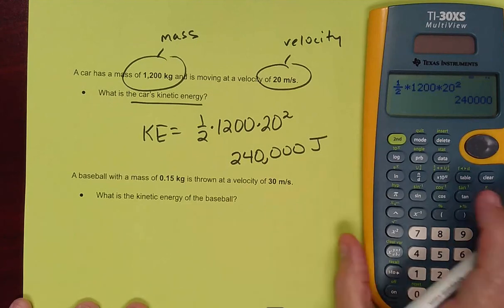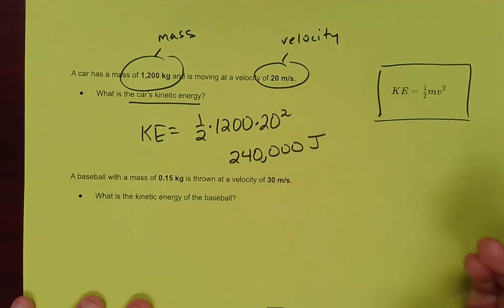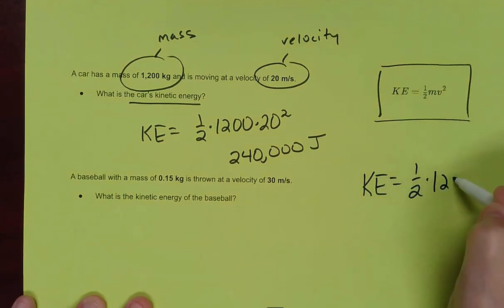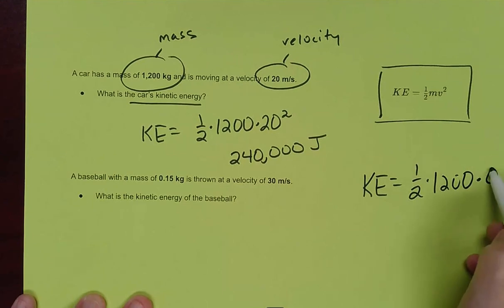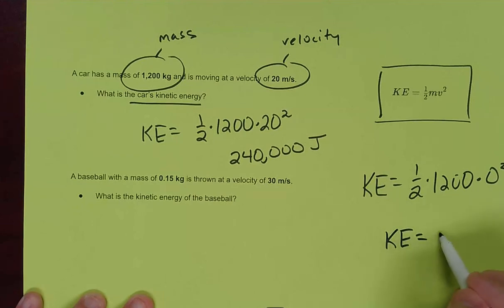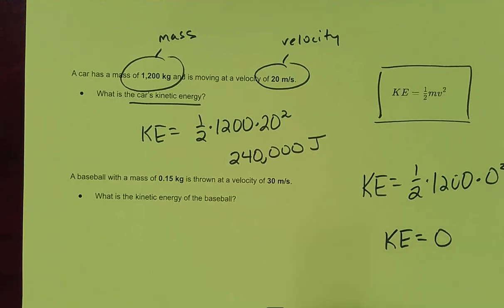I mentioned a minute ago, if my velocity is 0, that it has no kinetic energy. So let's say this car has kinetic energy equals half times 1,200 times a velocity of 0. It's not moving. What happens anytime you multiply by 0? You get 0. So if I were to punch that in my calculator, my kinetic energy is 0 because my object is not moving at all. So just know that with velocity and momentum, if it's not moving, there is no kinetic energy, no momentum for an object that's not moving.